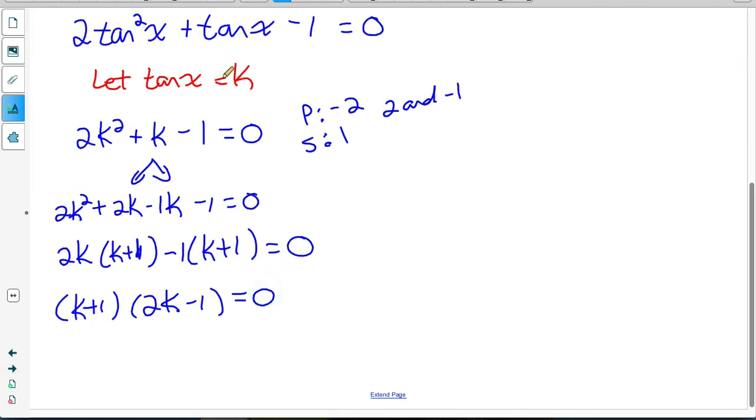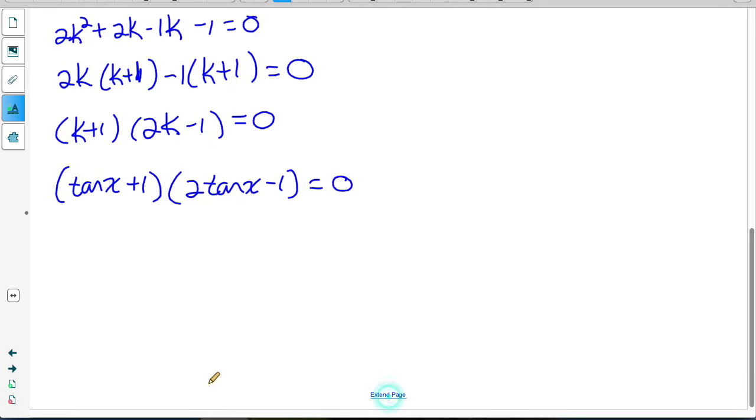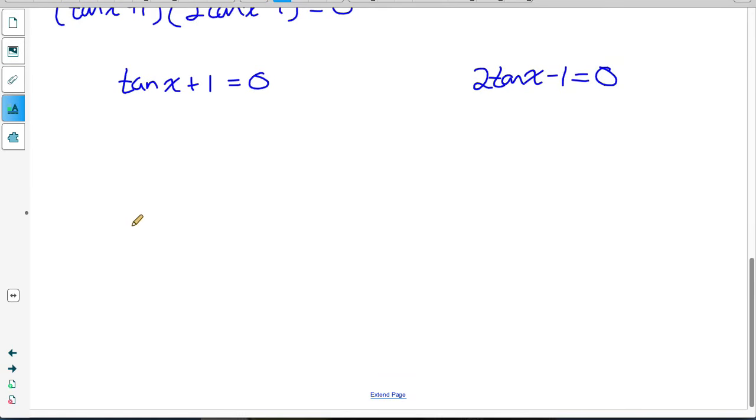And then don't forget your let statement. Each of the k's is actually tan x. So what I have is tan x plus 1 multiplied by 2 tan x minus 1. And this is equal to 0. So now that it's in factored form, we set each factor to 0 and try and solve. So set tan x plus 1 equal to 0, and set 2 tan x minus 1 equal to 0. And we'll solve each of these equations independently.